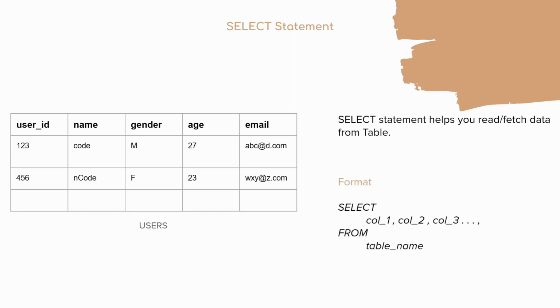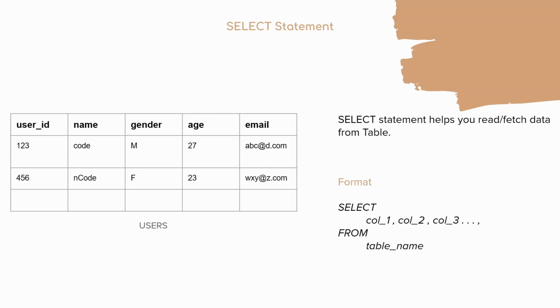The format is pretty simple. You write select and then comma separated column names, right? So let's say column one, column two, and so on. Just write any column name that you want to read from the table. And of course, you want to read certain columns, but from which table? In the from section of this format, you will write the name of the table. So: select column name from table name.